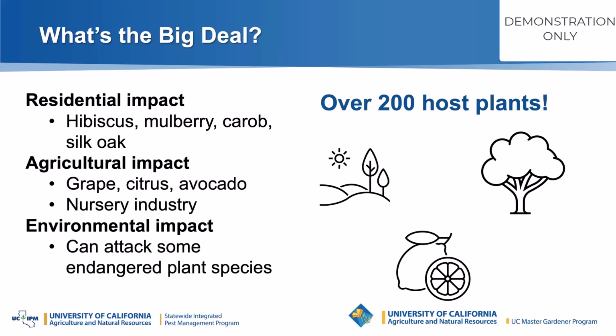Hibiscus, mulberry, carob, and silk oak are just a few of many common ornamental plants used in residential landscaping that PHM can infest. It can also feed on important agricultural crops grown in California like grape, citrus, and avocado. PHM is also a concern for the nursery industry, as mealybugs thrive in warm, humid greenhouses. They can also cause environmental problems because they can feed on some native and endangered plant species in California.